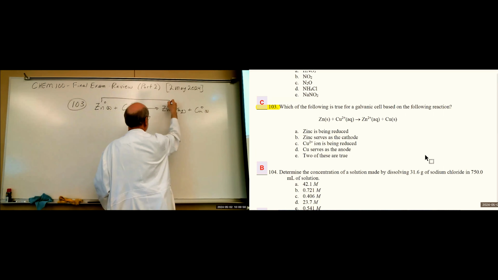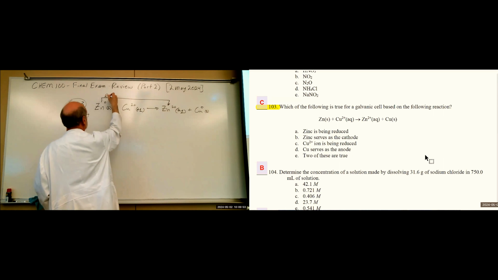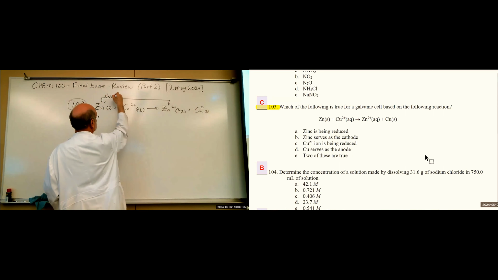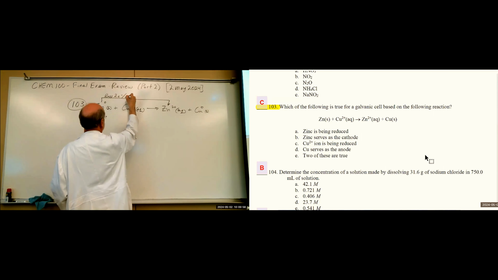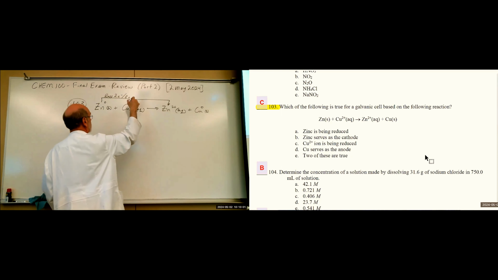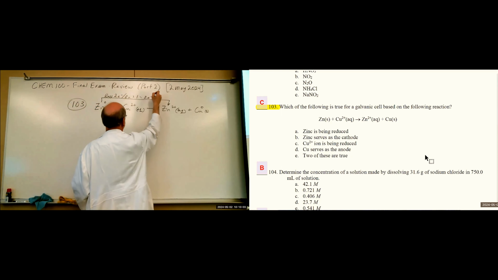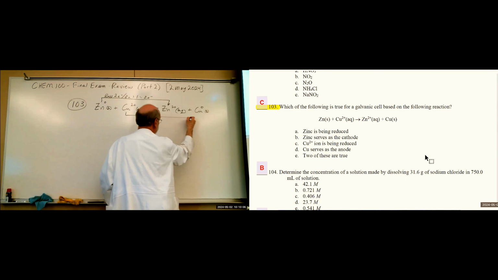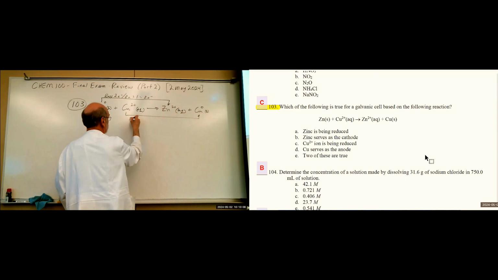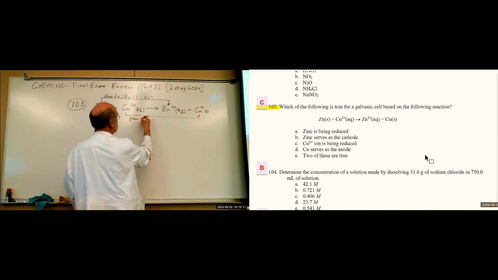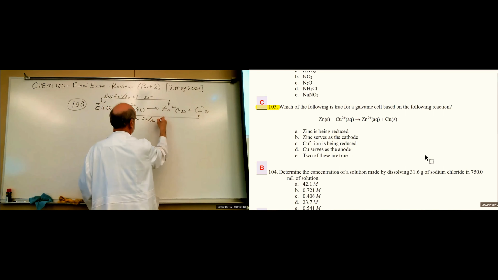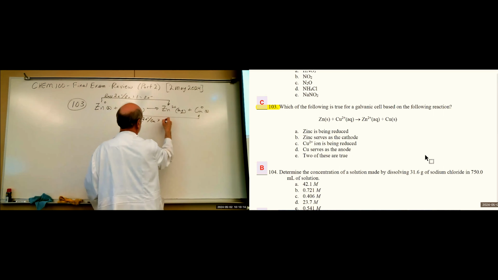Right? Zinc goes here by what? Loss of 2 electrons per zinc. That's how it goes from 0 to positive. Times 1 equals 2 electrons. Okay, that means copper gained 2 electrons for every copper. Times 1 equals 2 electrons. Okay, which one is oxidized? Zinc is oxidized, and copper is reduced.